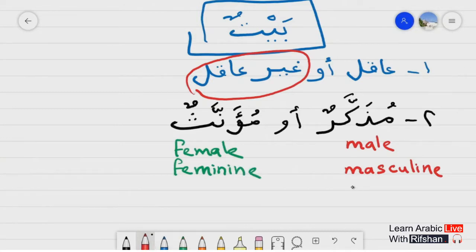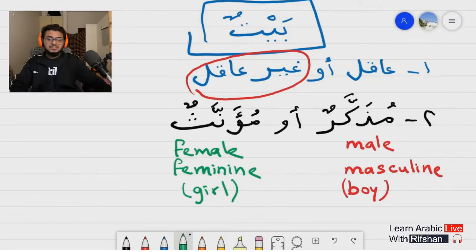Another way to say it, in simpler terms, when explaining to kids, we could say if it's used for boys or if it is used for girls, a boy noun or a girl noun. So what is this mudhakkar and what is this muannath?